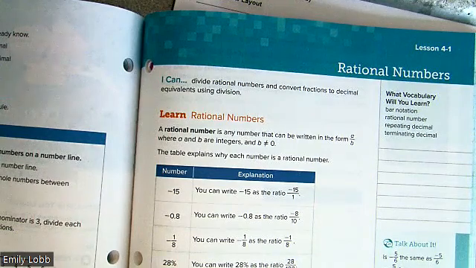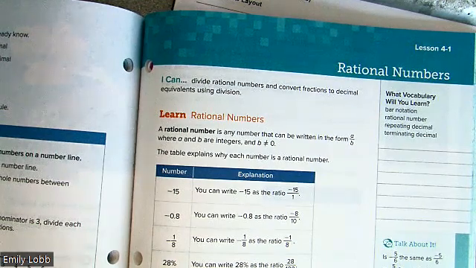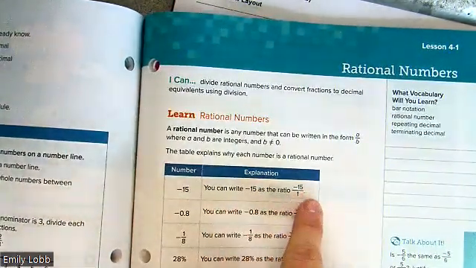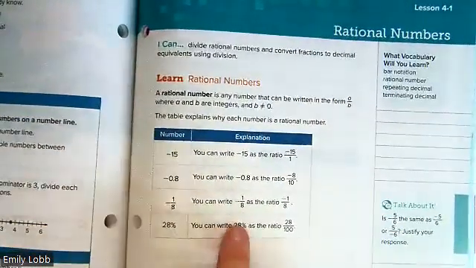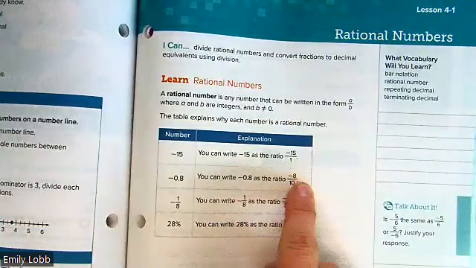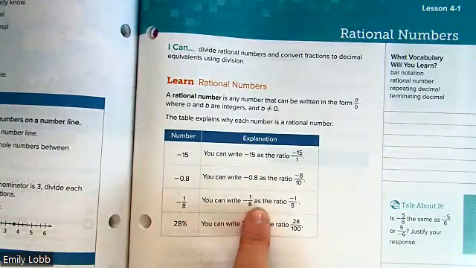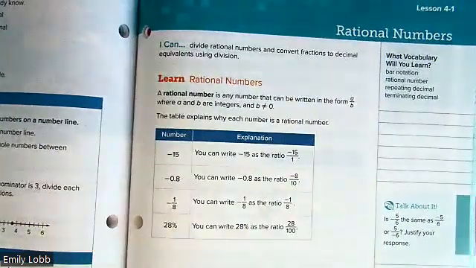So the rational number is any number that can be written in the form A over B, where A and B are integers and B does not equal 0. It would be undefined, right, if we were dividing by 0. The table explains why each number is a rational number. So -15, you can write -15 as the ratio -15/1. You can write -8/10 as the ratio -8/10. -1/8, you can write -1/8 as the ratio -1/8.